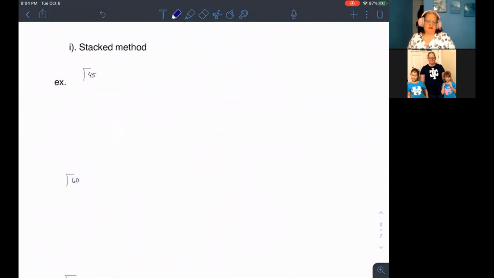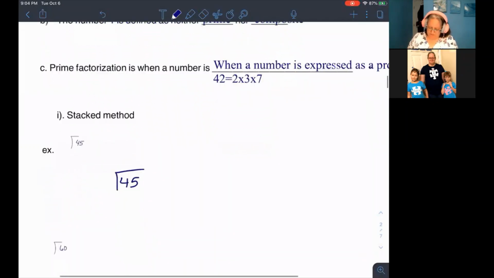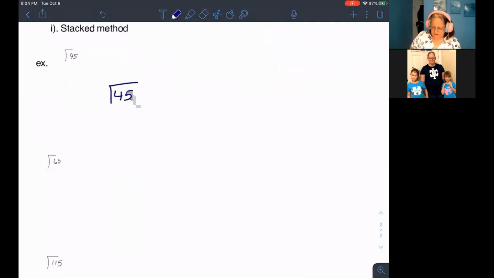All right, so we're going to try a stacked method. The first example is 45. What we need to do is find out what the prime factors of 45 are. So first we start with 2. 2 doesn't go into it because it's not even. 3 doesn't go in evenly. 4 doesn't go in evenly. And then we have 5. So 5 times 9 is 45. Because 9 is not prime, we need to see what factors make up 9. So we have 3 times 3 is 9.